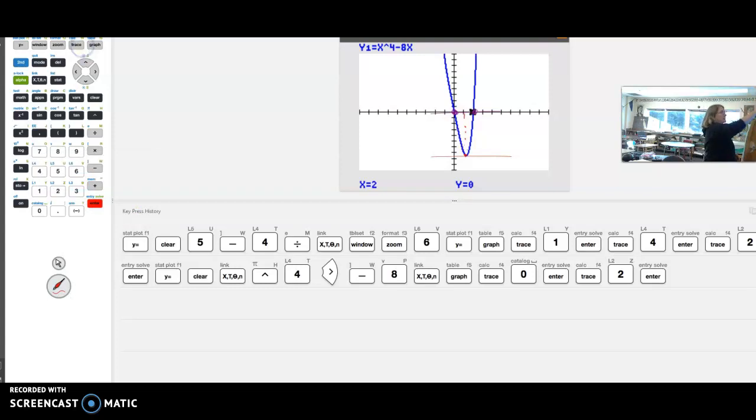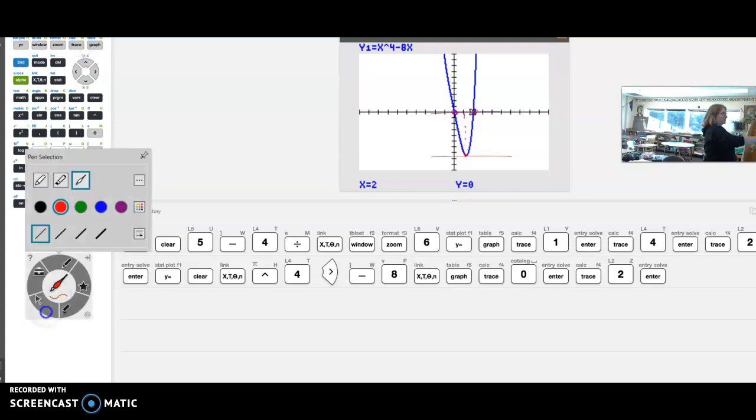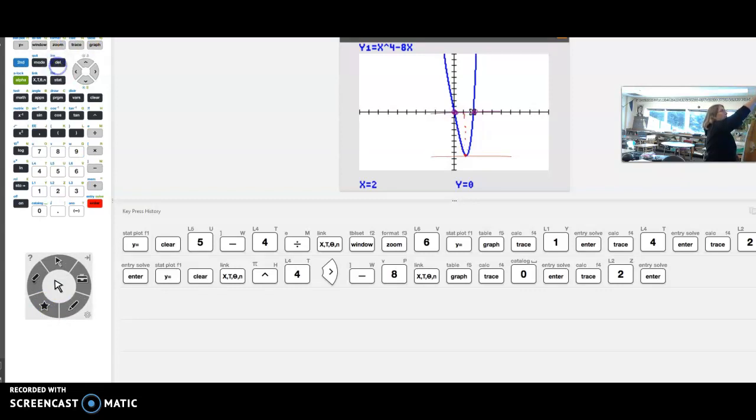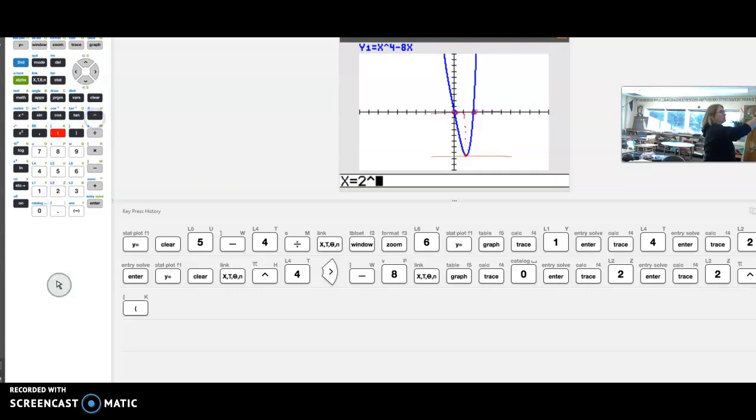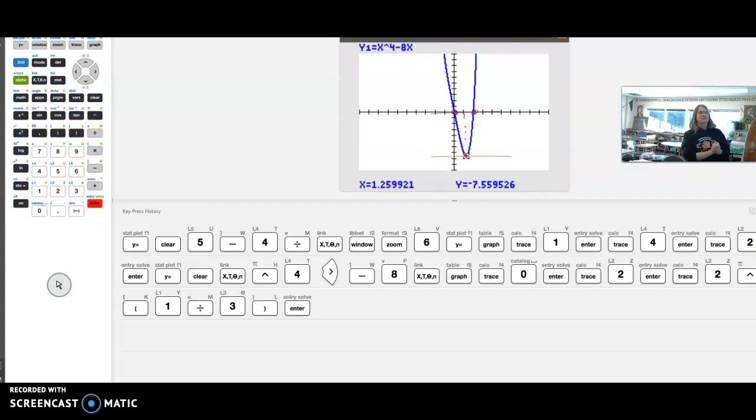So if I trace here, if I trace to where x is equal to, I need to take 2 to the power of 1/3, which is the same thing as the cube root of 2, you can see that it's at that point where you have a horizontal tangent and the slope of the instantaneous rate of change is equal to the average rate of change.